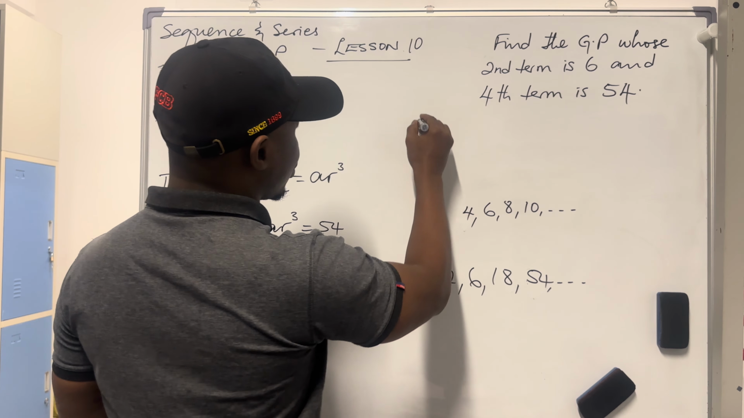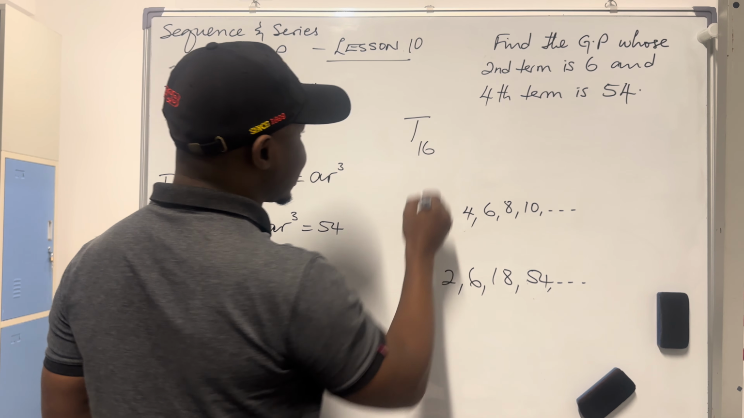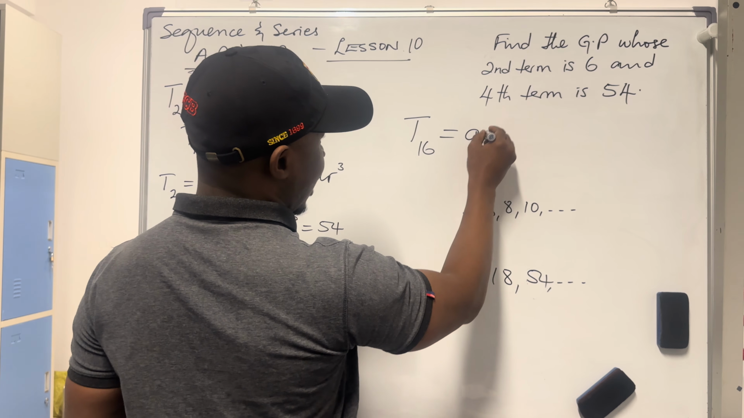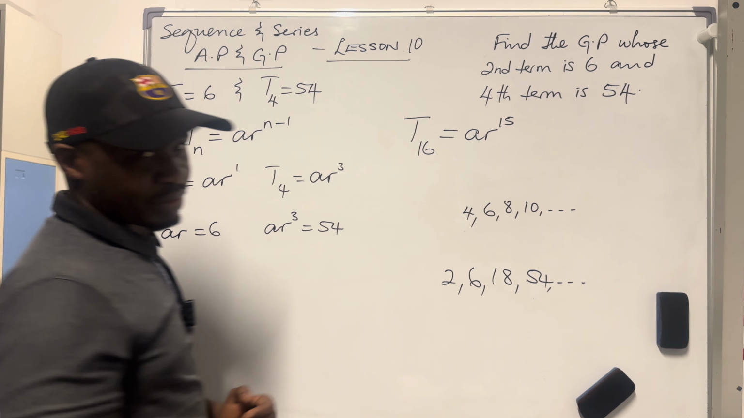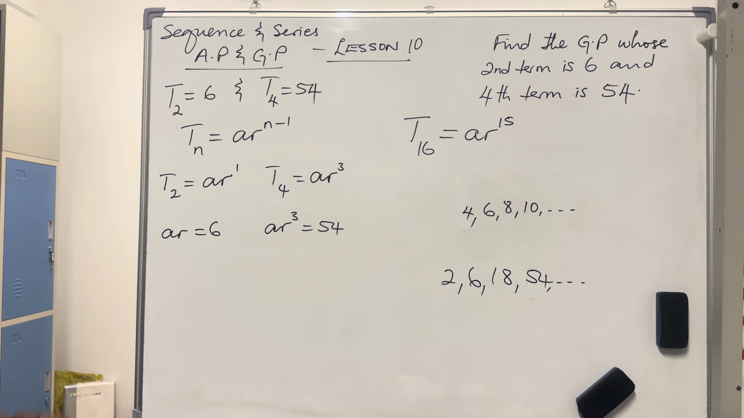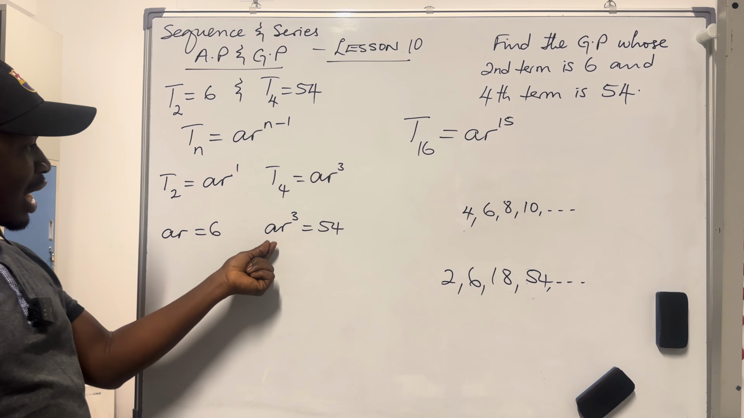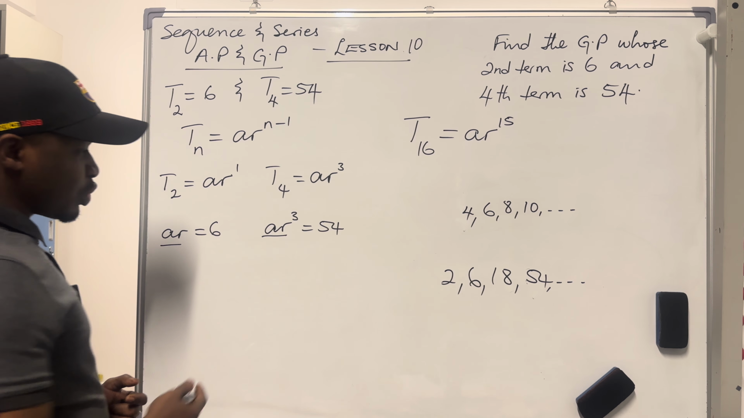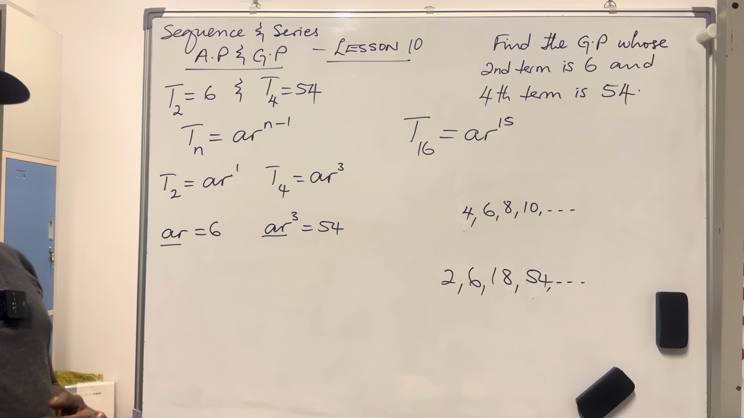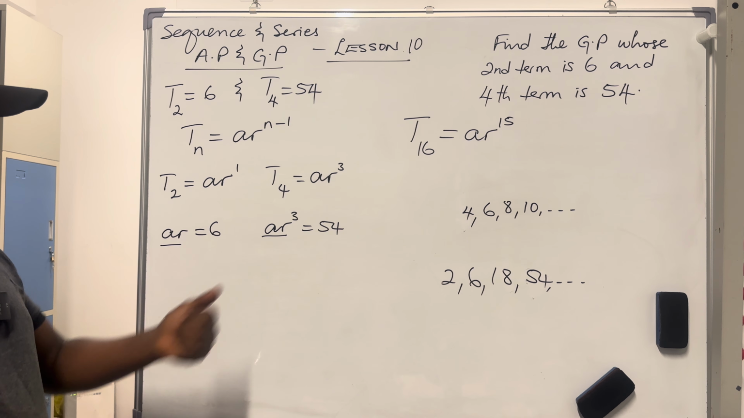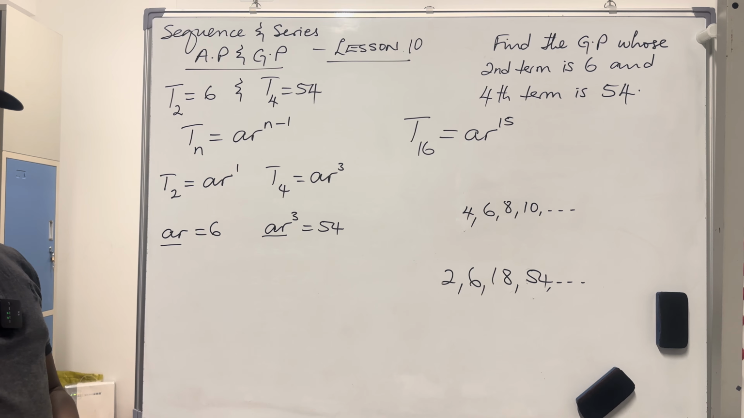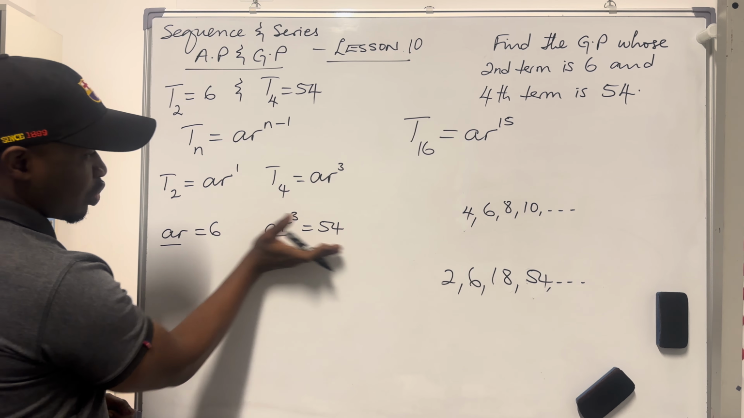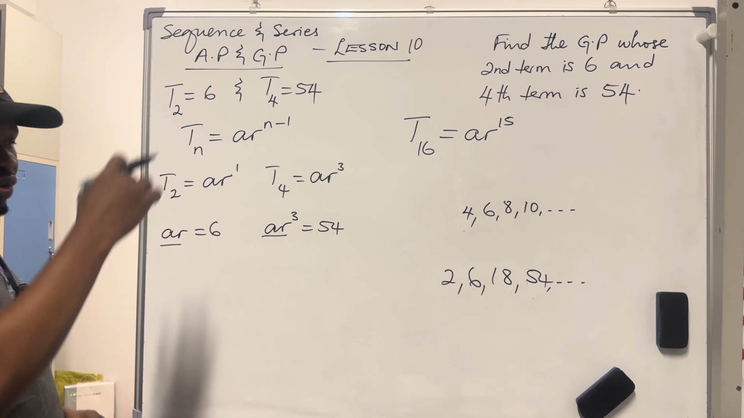What if you want to know about the 16th term for a GP? It is AR to the power 15. I hope it is clear. So now AR is 6, and AR cube is this one. But between this and this, which one has a higher power of R? This one has a higher power of R. So this one takes the numerator.